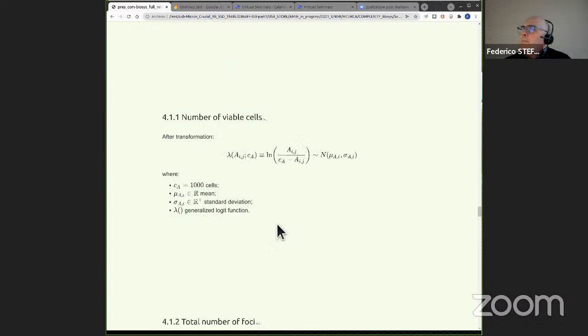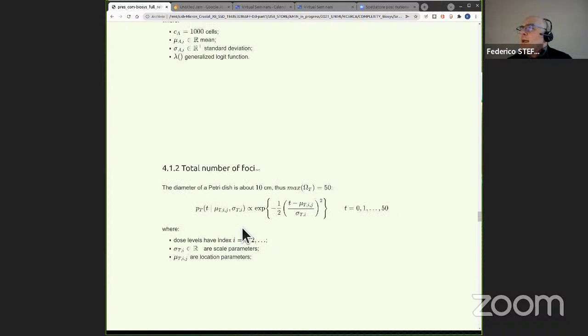Going into details, for example, we considered a generalized logit function of the original number of viable cells after transformation. Such a log ratio is assumed to follow a normal distribution with the parameters mu_A and sigma_A. Another example, the total number of foci is assumed to follow a discrete distribution where the sample space of counts is from 0 to 50. This is a discrete distribution based on the normal kernel. And so mu_T is the location parameter and sigma_T is the scale parameter. I stands for dose level and J for Petri dish.